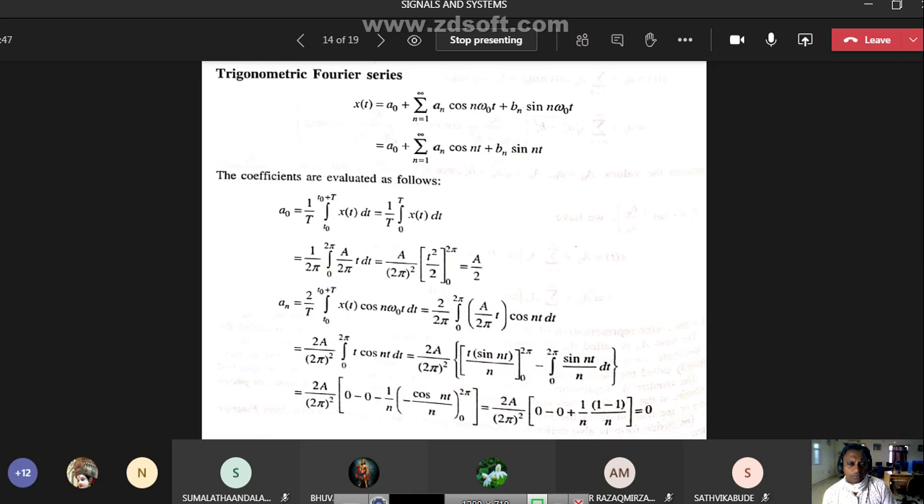So calculation of the DC component is like that. We have to proceed in this way, and after that we have to calculate an. an is a trigonometric Fourier series coefficient. So what is the formula for an? an is 2/T integral t0 to t0 plus T, x of t cos n omega naught t dt. Okay, so an is equal to 2/T.